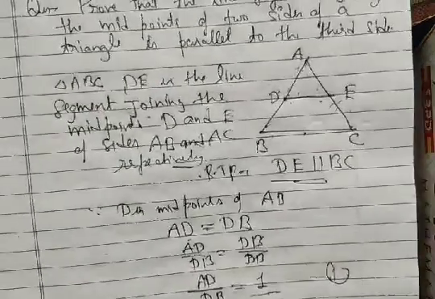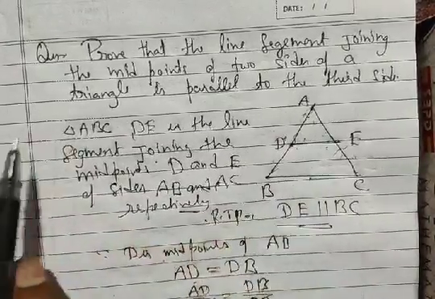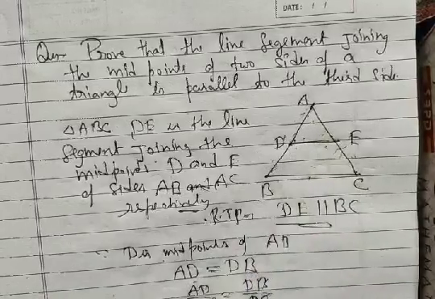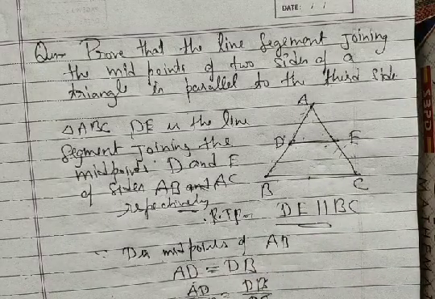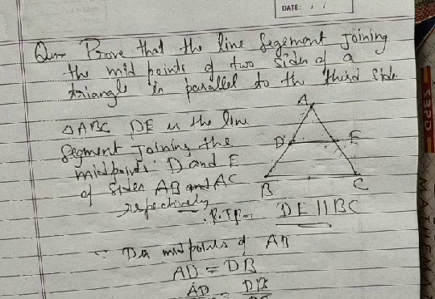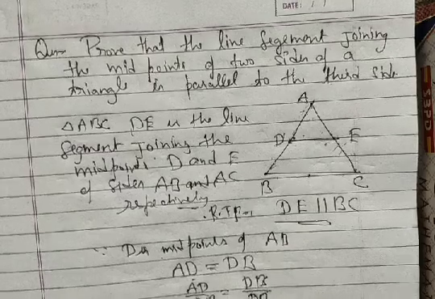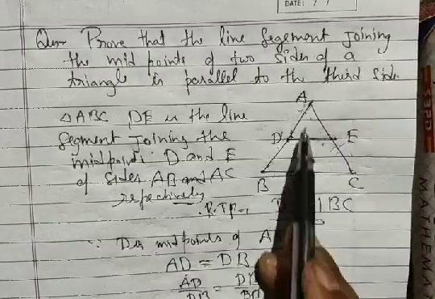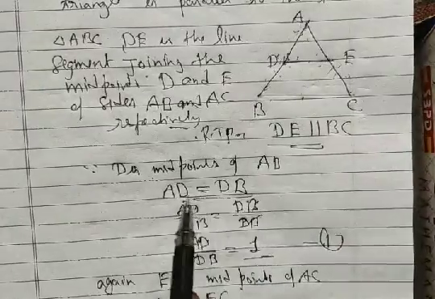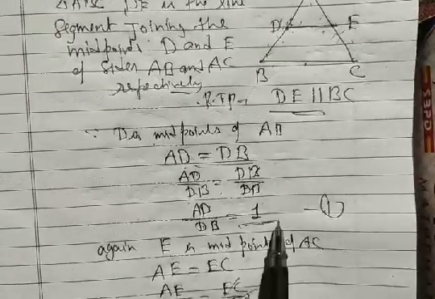Let me revise this for you. We have to prove that a line segment joining the midpoints of two sides of a triangle is parallel to the third side. If there is a line joining the midpoints of two sides of a triangle, then it must be parallel to the third side. In triangle ABC, DE is the line segment joining the midpoints D and E. Since D is the midpoint, AD is equal to DB. Dividing by DB, we get the ratio AD by DB equal to 1.